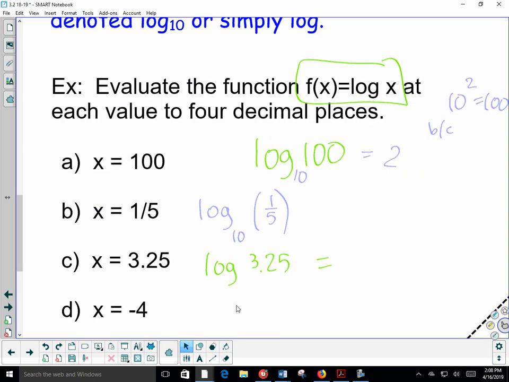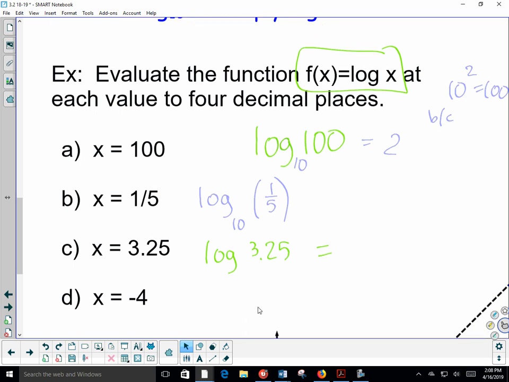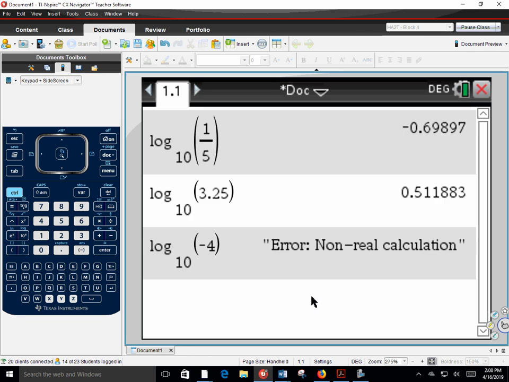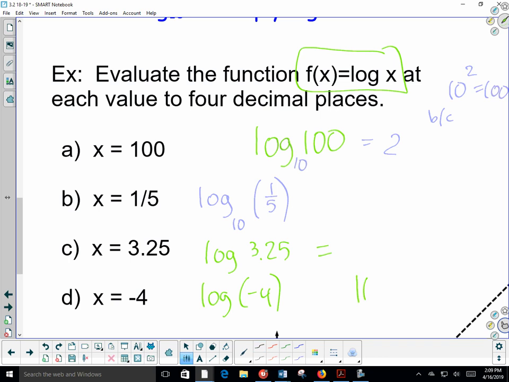And how about log to the base 10 of -4? Okay, so we don't like that one, or the calculator is letting us down. Log to the base 10 of -4. All right, big warning sign. Not a real calculation. Because this is basically saying, is it possible that I can take 10 raised to some power and end up getting a negative number? No, I can't take a positive base to any power and get a negative number.